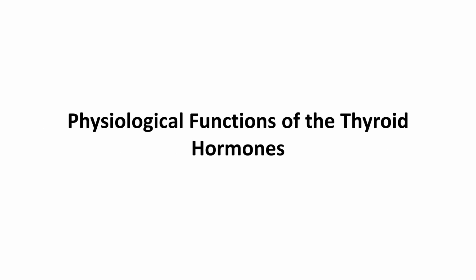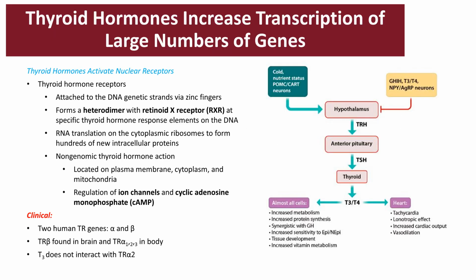Physiological functions of the thyroid hormone. Thyroid hormones increase transcription of a large number of genes. Most of the T4 secreted by the thyroid is converted into T3. Before acting on genes to increase genetic transcription, one iodide is removed from almost all of the T4. This will then create T3, triiodothyronine.